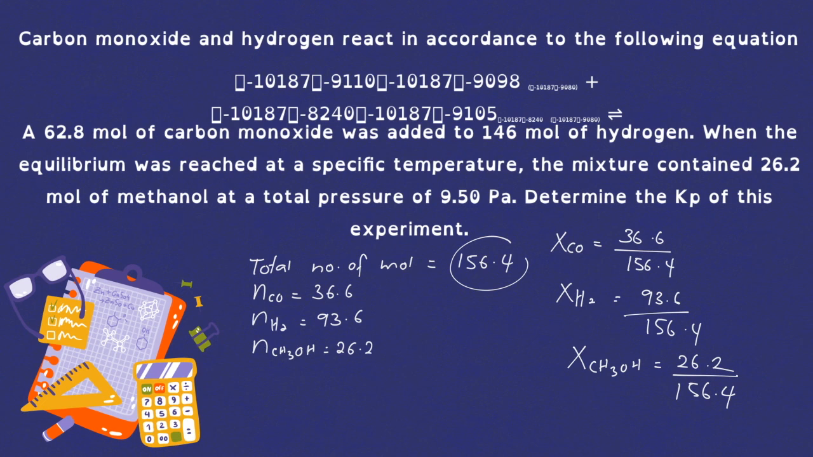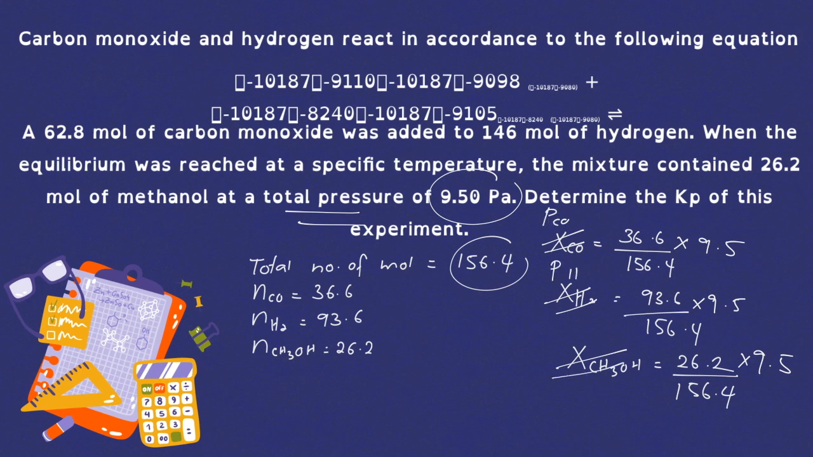Alright, the next thing that you need to do is you need to times the total pressure for each and every mole fraction. So the total pressure given in the question is 9.5. So I'm going to write 9.5 to each one of these. So once you have already calculated this, means that instead of the mole fraction, now you are actually calculating the partial pressure. Right. So from this partial pressure, we can now calculate the Kp for this experiment.